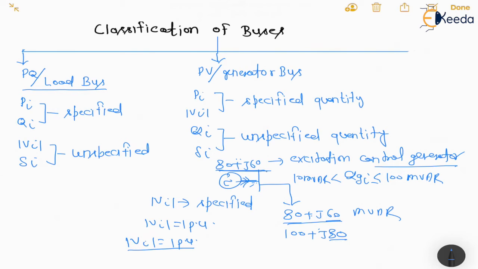Initially it was 80 plus j60 and the generator was delivering 80 plus j60, but when our load changes at the second time, it becomes 100 plus j80. So for the voltage to be 1 pu, the generator will calculate what amount of reactive power it has to generate more. After that the voltage will become 1 pu. So in this condition the generator will see that 20 MVAR is required more, then it will generate the 20 MVAR, and our voltage will be constant.